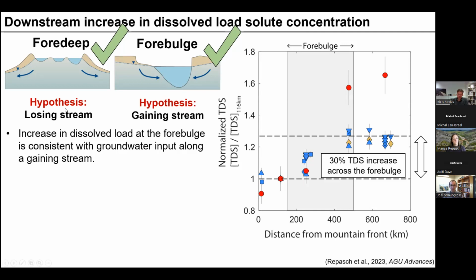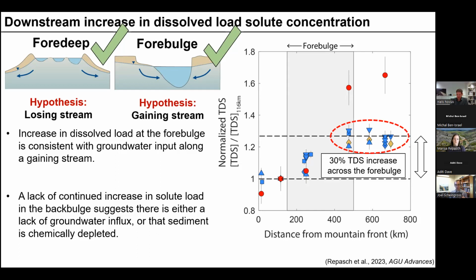And if that's true, then we also need to assume that the foredeep is a losing stream because we need to lose discharge somewhere. And because we have this net loss of discharge moving from the upstream end of the foredeep to the downstream end of the forebulge, this gaining stream in the forebulge still can't make up for all the water that's lost in the foredeep.